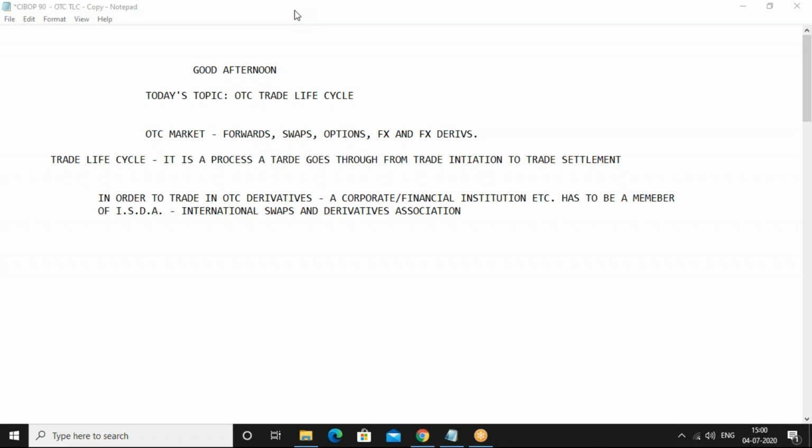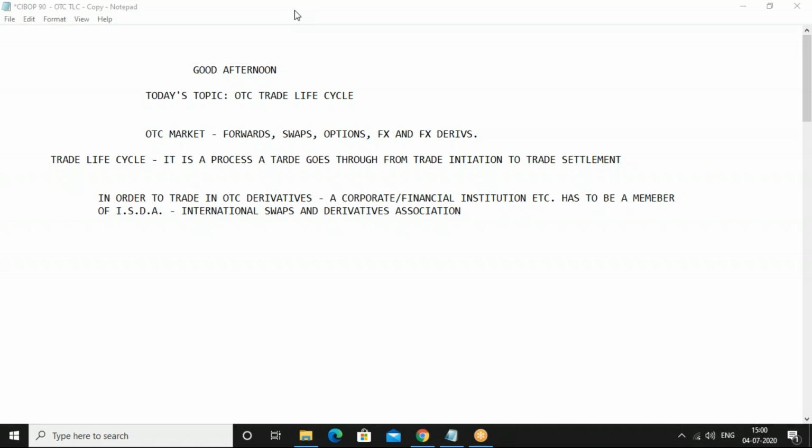If you want to trade in the OTC derivative market, you need to be a member of ISDA. Again, we're specifically talking about the Western world here, basically the European and US markets. If you want to trade there, you need to be a member of ISDA. Is this part clear with everyone? Your forwards, options, swaps, etc., you cannot trade them unless you're a member of ISDA. Now, how do you become a member of ISDA?